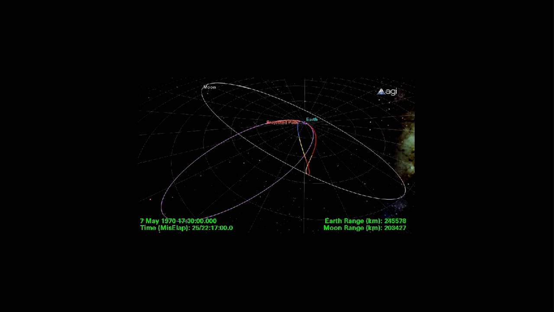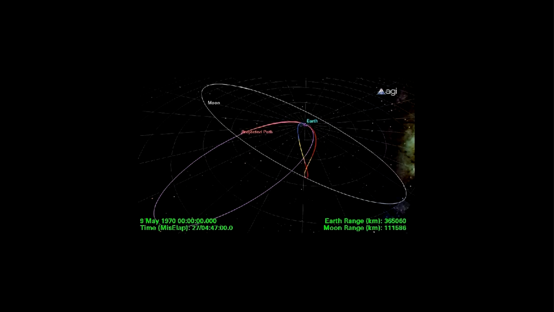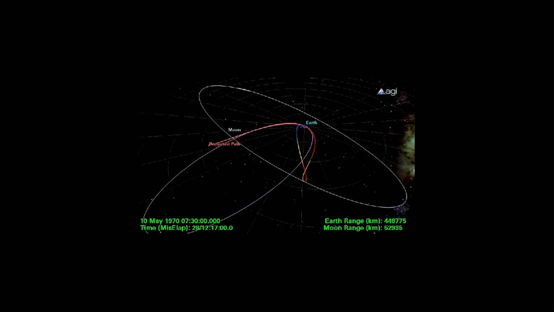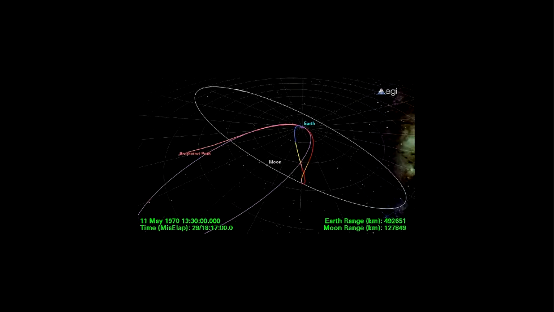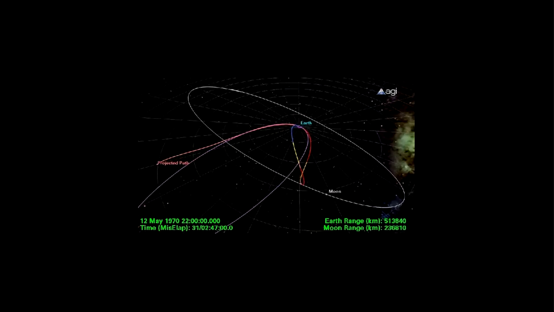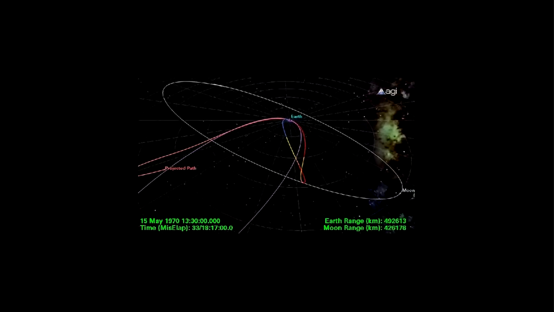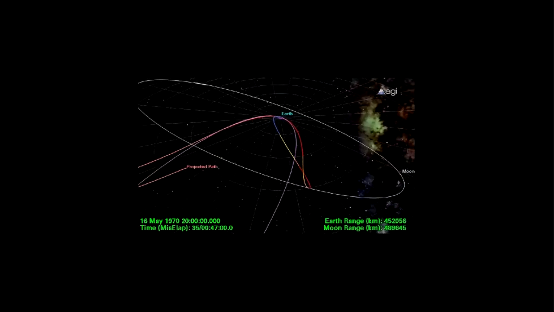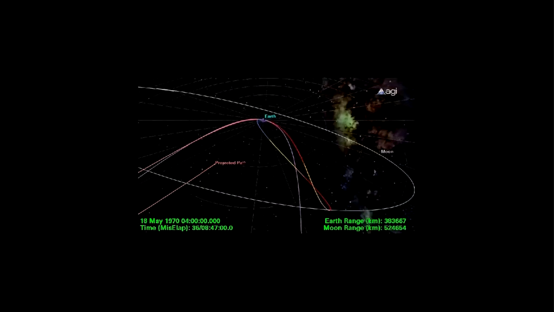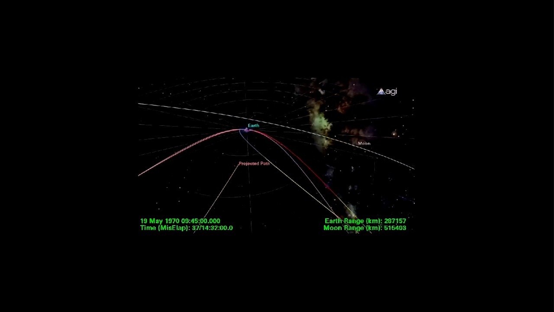But notice what happens in the second orbit. As the Moon gets closer to the capsule, it alters the capsule's orbit. The resulting orbit puts the capsule on a collision course with Earth. Had the astronauts missed Earth on the first pass, they would have crashed home eventually.